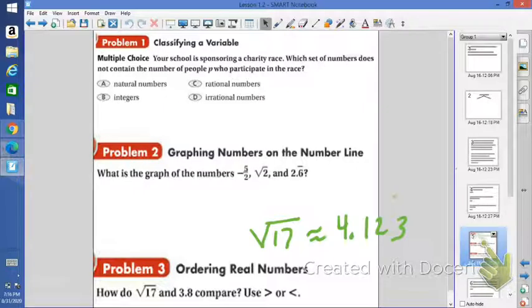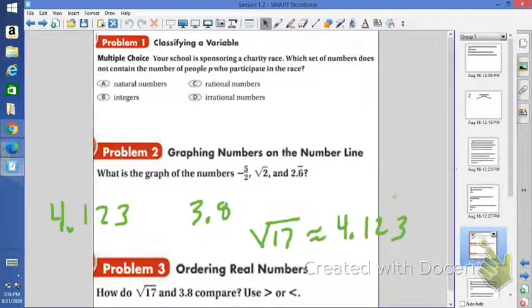Alright, example problem 3, ordering real numbers. So how do the square root of 17 and 3.8 compare? Use greater than or less than symbols. Again, go ahead and convert into decimal form. So if you type in the square root of 17 in your calculator, you'll get approximately 4.123. How does that compare to 3.8? So let's write both. So 4.123, and then let's write 3.8.